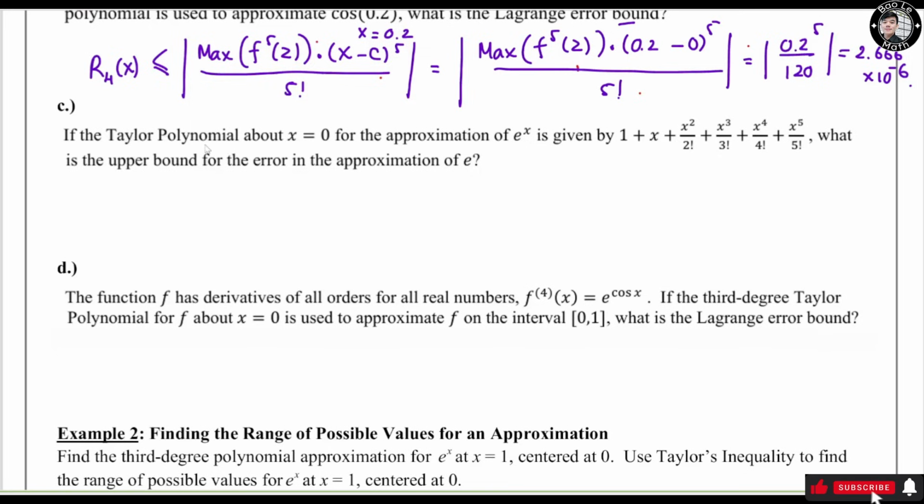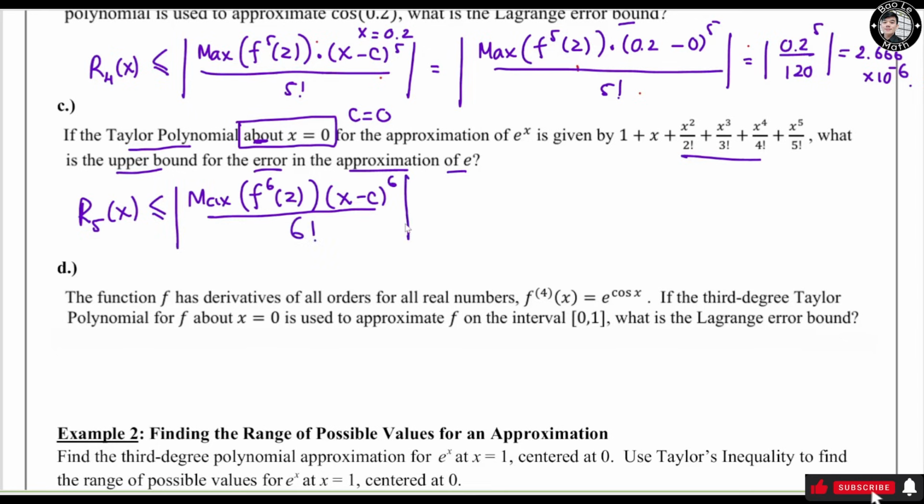If the Taylor polynomial about s equals 0, so this is the center. Whenever we see about, this is the center, so c equals 0, which means this becomes the Lagrange polynomial for the approximation of e to the s, given by this guy. What is the upper bound for the error in the approximation of e? So it's going to be less than or equal to the absolute value of the maximum.